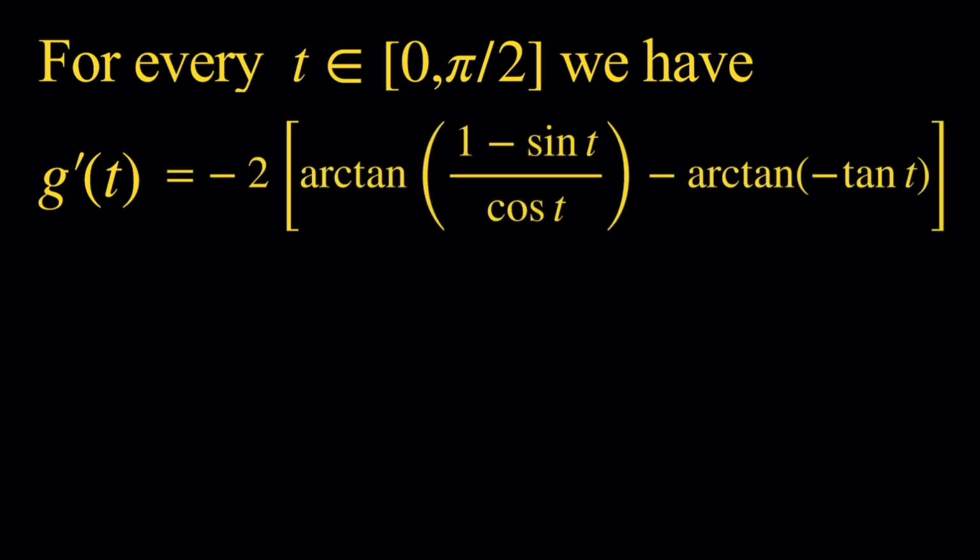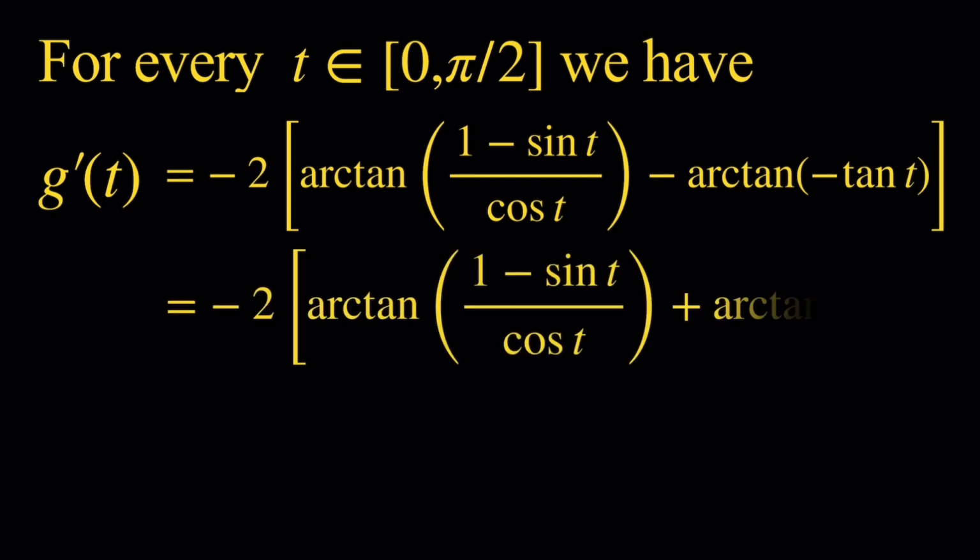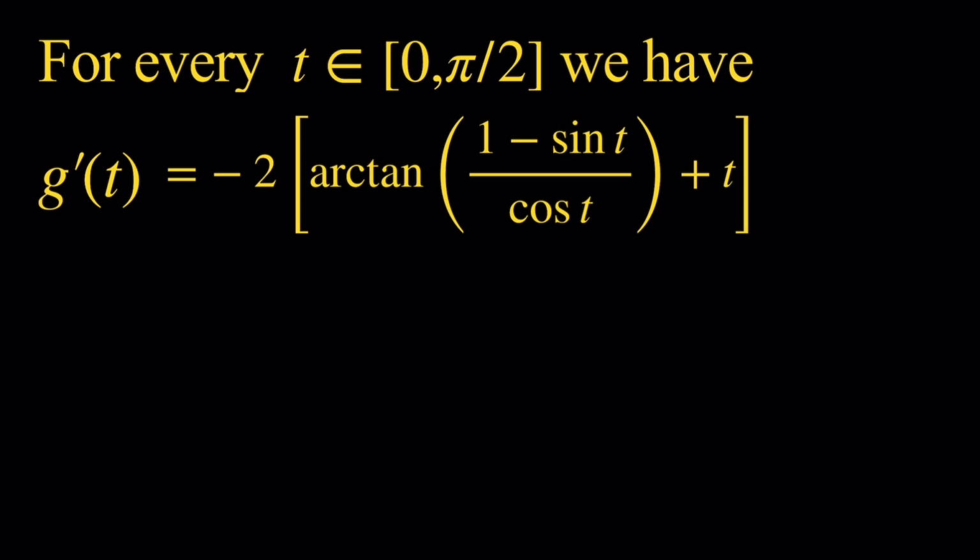Okay, now notice that the arctangent is actually an odd function. So we can simplify the term negative arctangent of negative tangent into arctangent of tangent, simply. And then the arctangent can undo the tangent now. Okay, so we can undo the tangent to obtain t simply. Okay, we want to do something similar with the other arctangent. But first of all, we want to simplify the quantity (1 minus sine of t) over cosine of t.